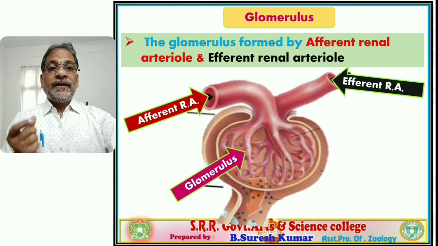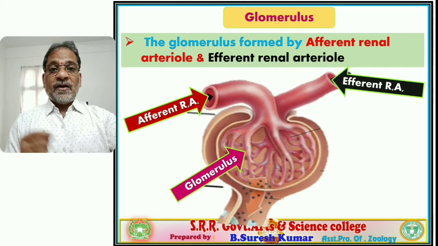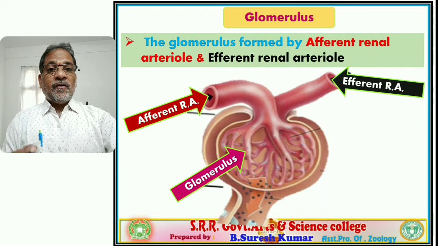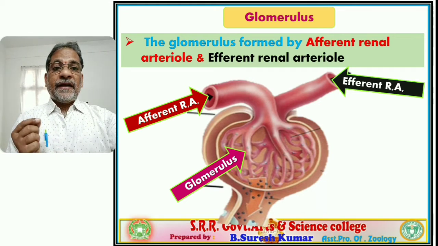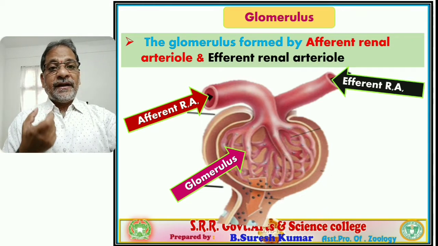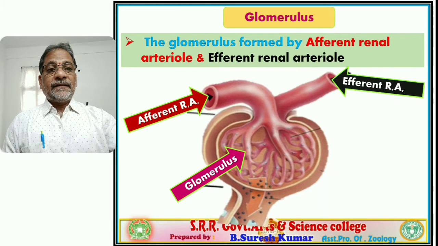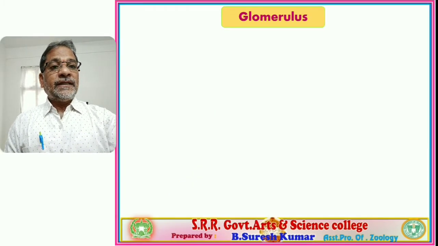Students, remember, the blood vessel that enters the Bowman's capsule is afferent renal arteriole, and the one that emerges, coming out from the Bowman's capsule, is efferent renal arteriole. So the efferent renal arteriole collects blood from the Bowman's capsule, otherwise glomerulus.